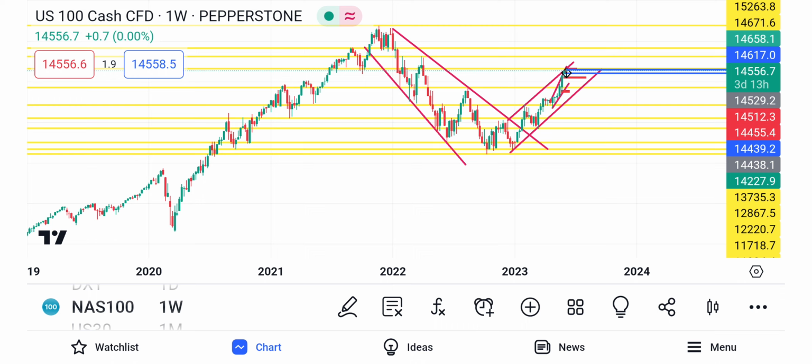This is the US100, NAS100 US analysis. As you can see, it is the 1 week time frame.